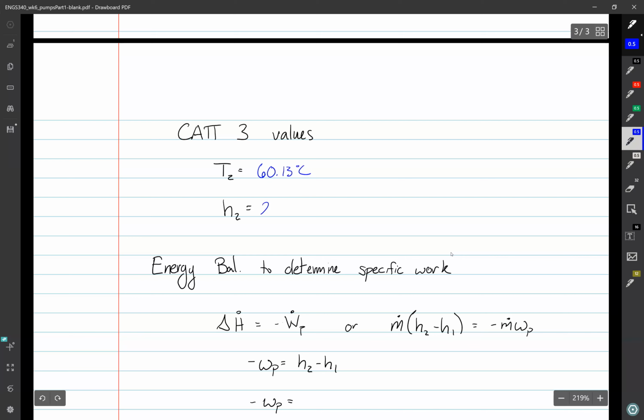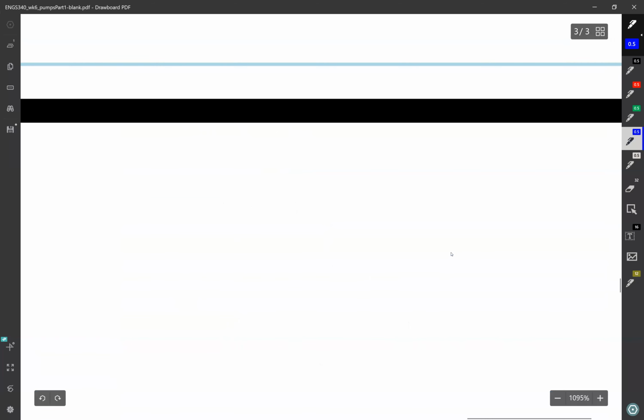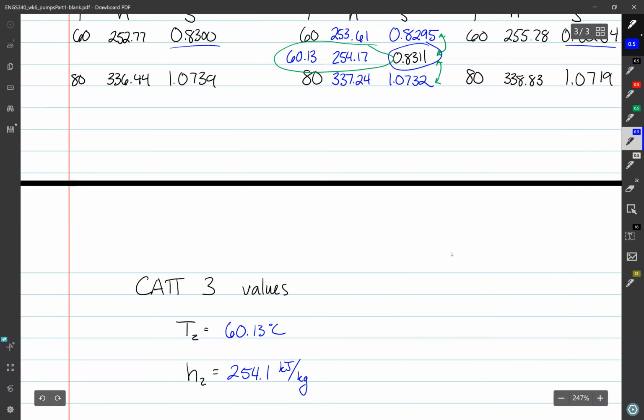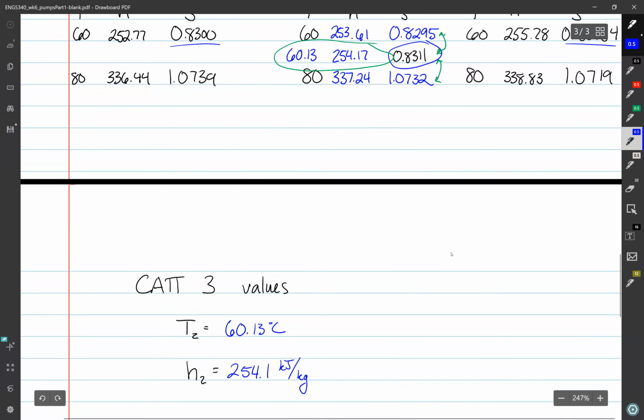So for Cat3 we got 60.13 Celsius and 254.1 kilojoules per kilogram. So Cat3, certainly easier than doing all our fancy interpolation, gives us essentially the same values. We got a little bit different value for the enthalpy. We got basically the same value, at least to 4 significant figures, for the temperature.